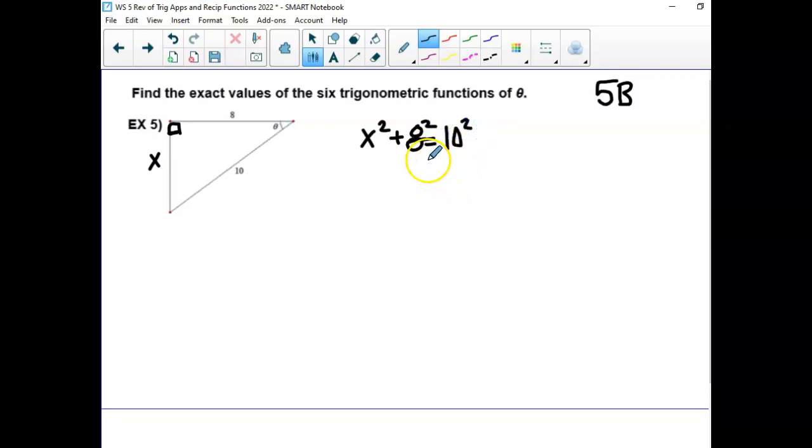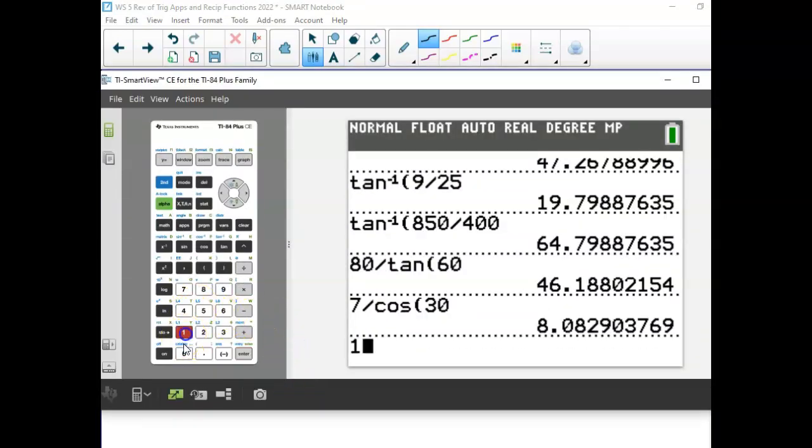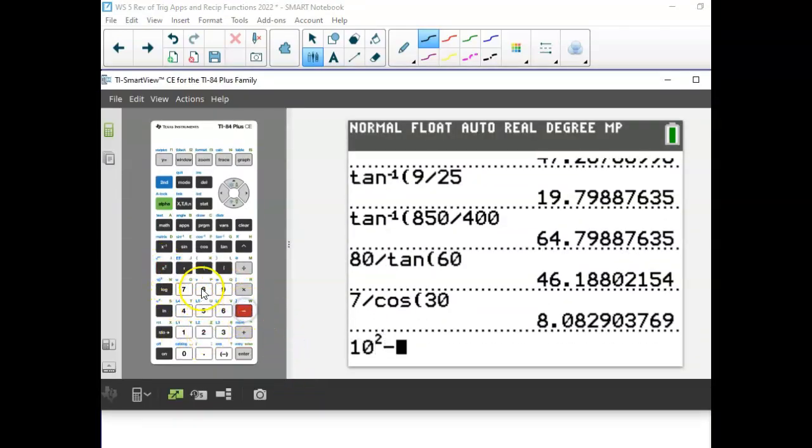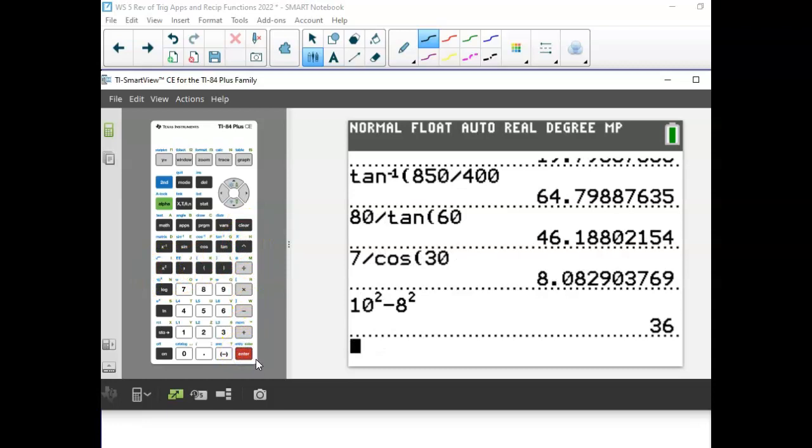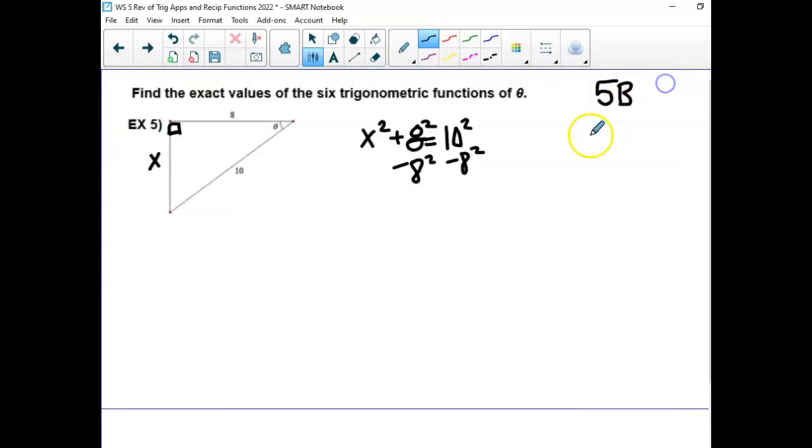So how are we going to type that in our calculator? Type 10 squared minus 8 squared. Please get used to using the squared button over here, not the to the second power. That's a waste of time. Okay, I got 36, and then I would need to square root that, which would just be 6. Everybody okay?